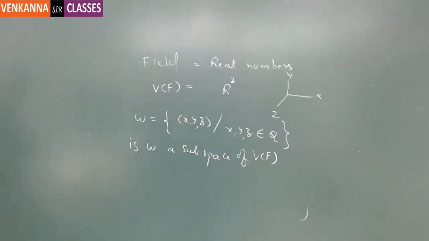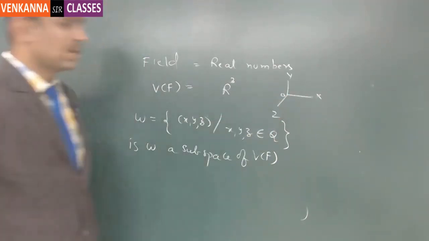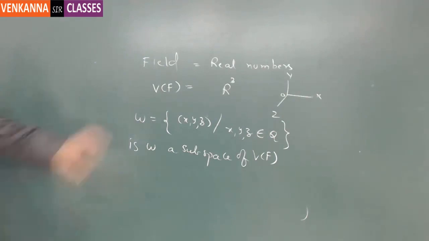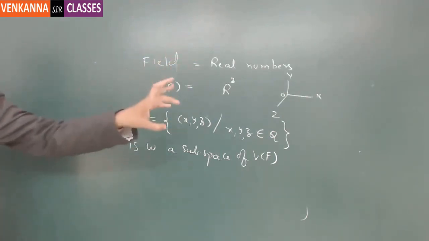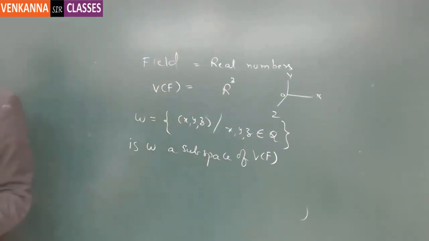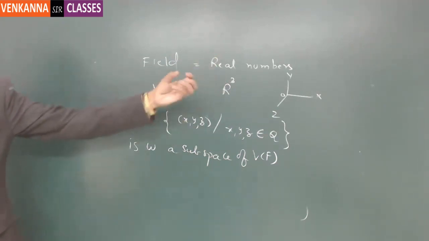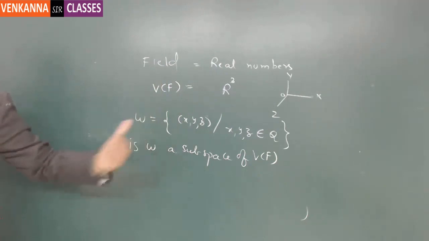So you take that field is real numbers. The vector space I have taken as the 3D space x, y, z system, and in x, y, z system I am taking the points such that whose coordinates are rational numbers. My question is, if I have taken all those points into one set, is it a subspace or not?